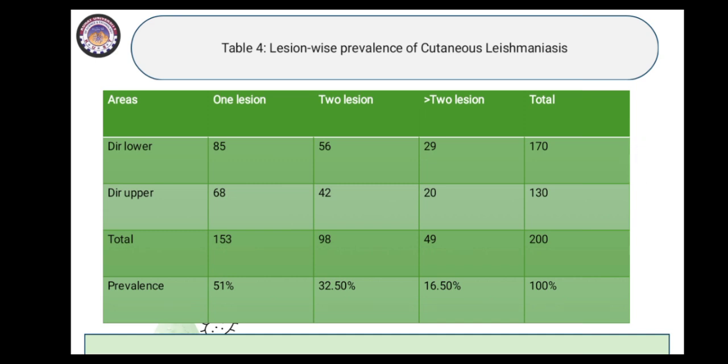Next table: lesion prevalence of cutaneous leishmaniasis. Dir Upper, total prevalence. In Dir Lower, 1 lesion 35, 2 lesions 56, and greater than 2 lesions 29, total 117. Dir Upper 68, 1 lesion 42, 2 lesions, greater than 2 lesions 20, and total 130. Total 153, 1 lesion 98, 2 lesions 49, greater than 2 lesions, and 200 total. Prevalence 51%, 32.50%, 2 lesions 16.50%, greater than 2 lesions, and 100% total.